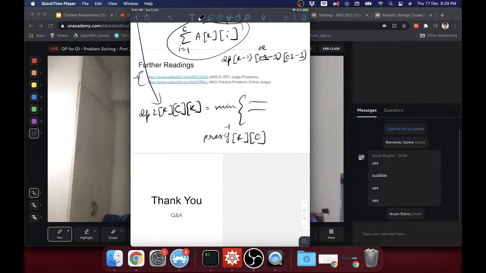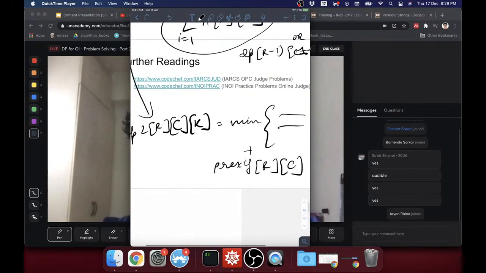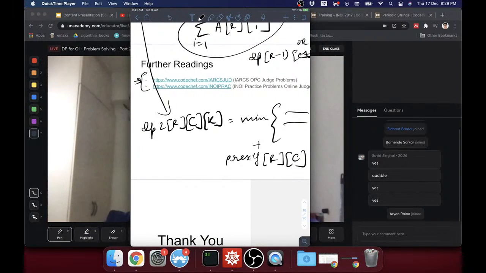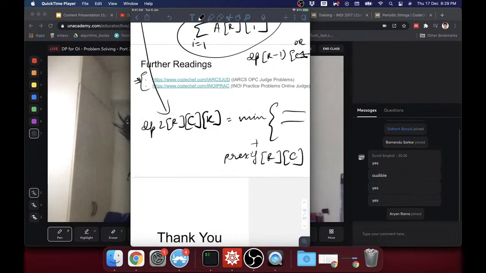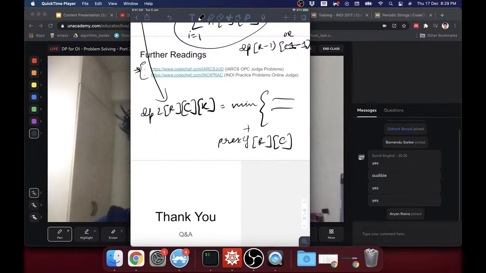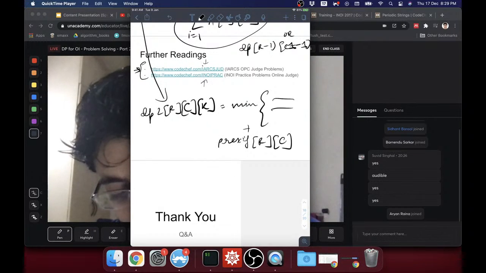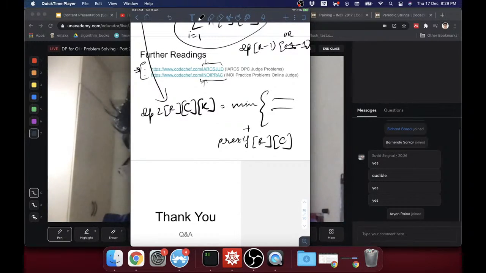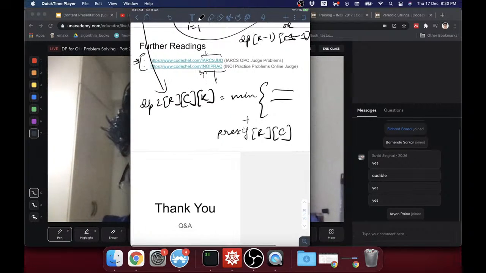The idea was that all these good Olympiad style problems, especially for the Indian community, if you're aiming for INOI or something, are present on these 2 links. The first one is IRCS judge, and the second one is the INOI practice contest, that's always live. This one is basically past INOI problems, I think ZCO problems also. And the IRCS judge is a collection of problems that the IRCS organization made for students to be able to prepare for IOI from India.